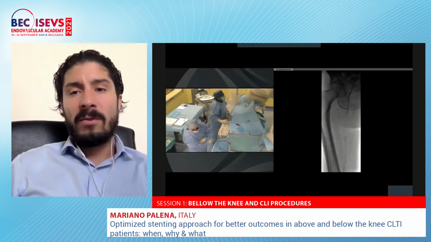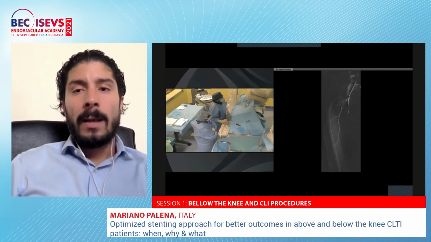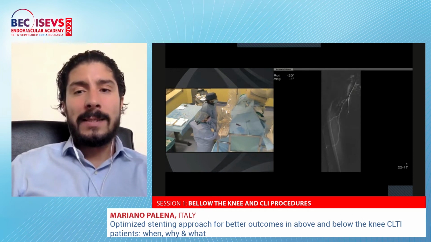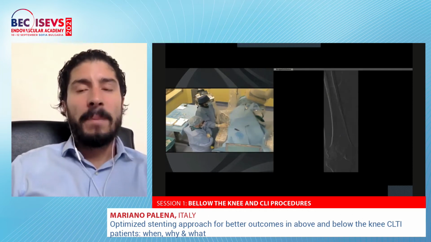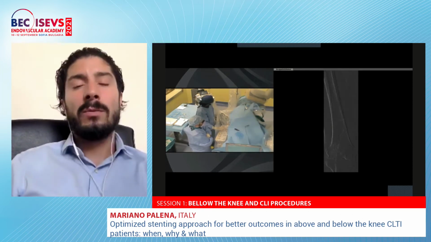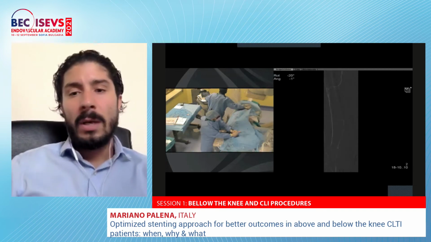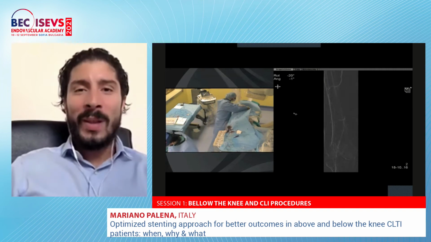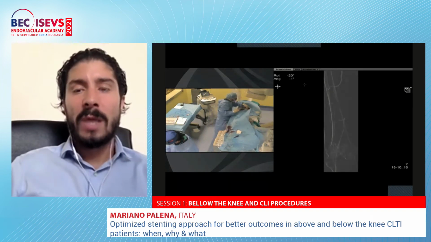Again, antegrade access in the common femoral, flush occlusion of the SFA, and look, you can pretty well see the calcium. So big amount of calcium, calcified wall of the artery, and long occlusion of the SFA. So a little bit more complex lesion compared to the previous case.